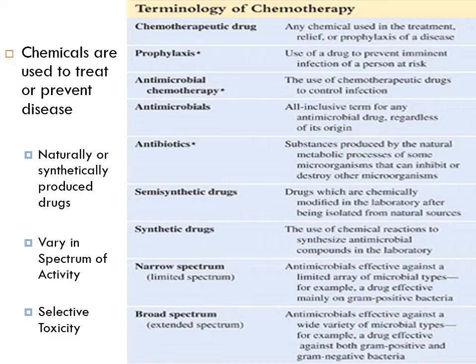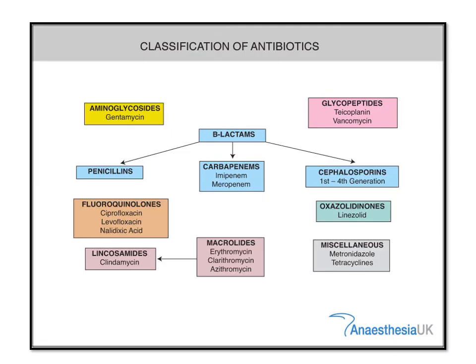An antibiotic is a substance produced by a natural metabolic process of some living microorganism which inhibits or destroys the growth of another microorganism. Semi-synthetics are chemically modified in the lab after being isolated from the natural product. So we take the antibiotic and make some modifications in the lab to make it semi-synthetic. Synthetics are purely produced in the lab through chemical reactions.